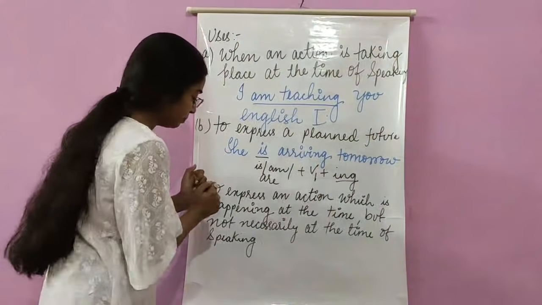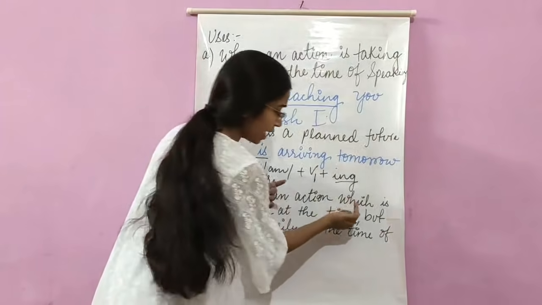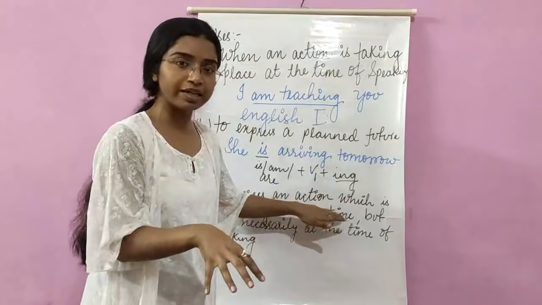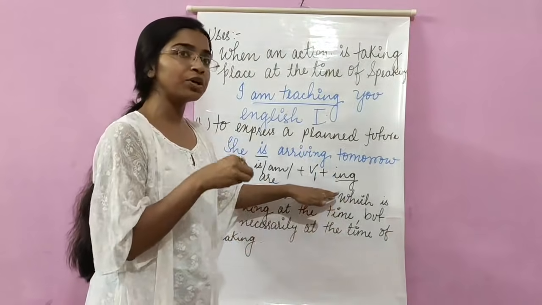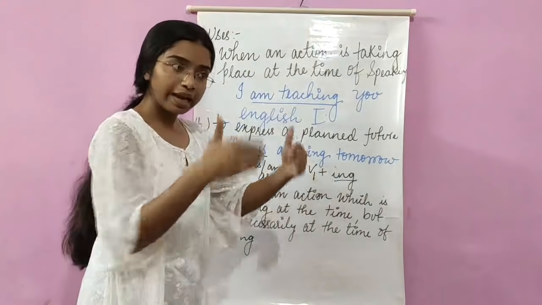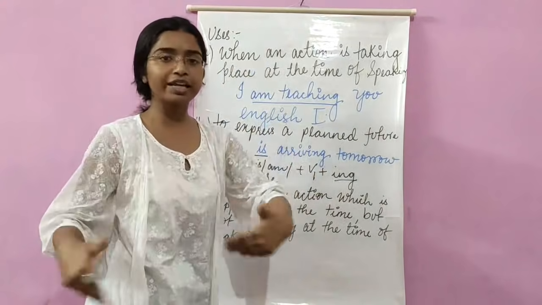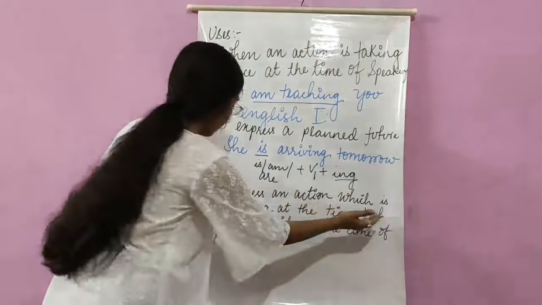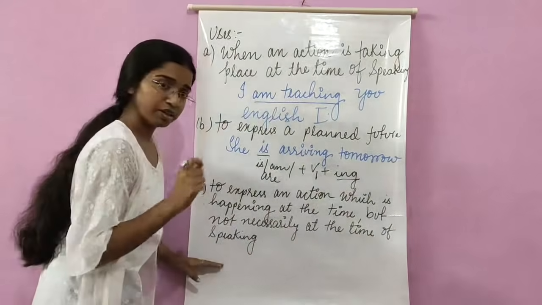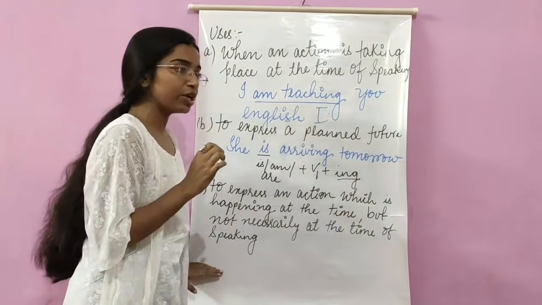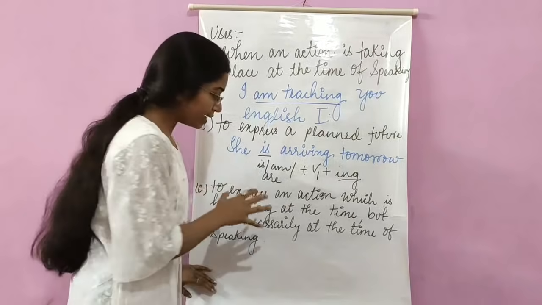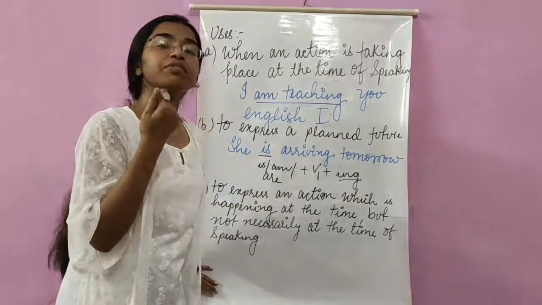But if I say to express an action which is happening at the time, means at the current time. When I say current time, I do not only mean now, but it can be this era, this generation, or I can even mean all these things, okay? But not necessarily at the time of speaking. It is not mandatory that it should happen now when I'm speaking it. But it's in trend. Yes, you can use the word trend.